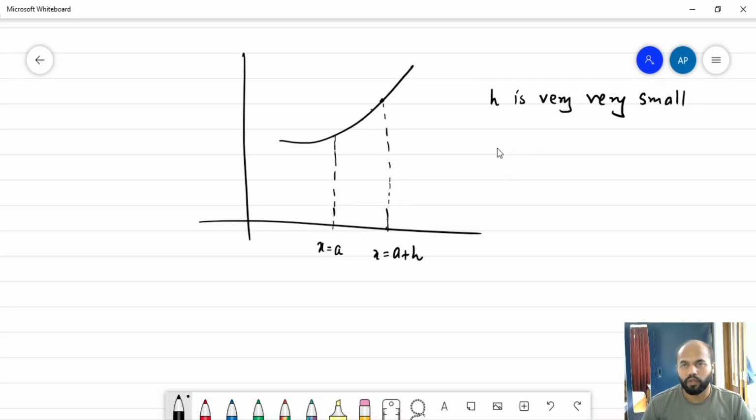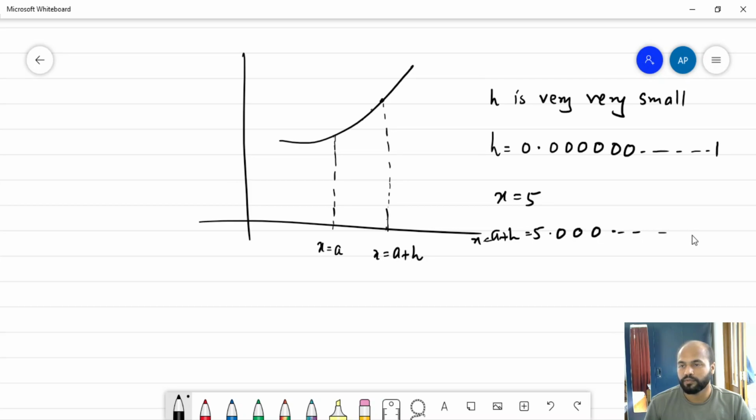It is so small that I can consider h as 0.00000, very, very small, and then 1. It is so small that although I've shown so much distance on the curve, this point and this point are very, very close. So let's say that this point x equals to a is x equals to 5. Then a plus h is going to be 5.000 and then 1. Very close.